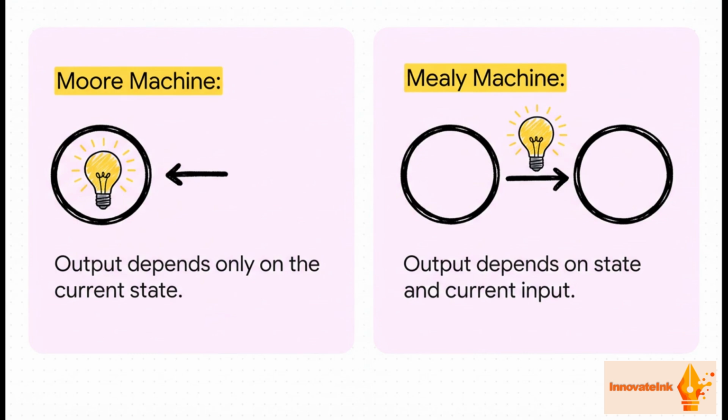First, the Moore machine. Its output is tied only to the state it's currently in. Think of a vending machine. The sold-out light turns on simply because it's in the empty state. Then you have the Mealy machine, which is a bit more reactive. Its output depends on both its current state and the input it just received. That's more like a traffic light turning yellow. It's not just yellow because it was green. It's yellow because it just got the change now signal.